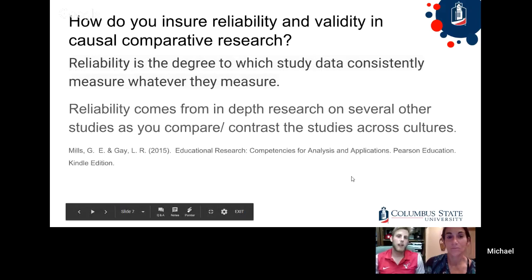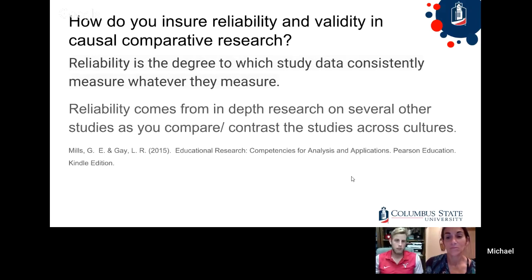How do you ensure reliability and validity in causal comparative research? Reliability is the degree to which studied data consistently measures whatever they measure. Although the term reliability is usually used to refer to instruments and tests in quantitative research, qualitative researchers can also consider reliability in their studies, in particular, the reliability of the techniques they are using to gather data. For example, as qualitative researchers examine the results of their inquiry, they should consider whether the data would be collected consistently if the same techniques were utilized over time.